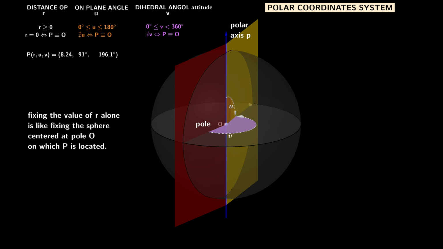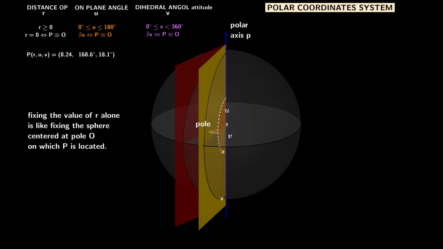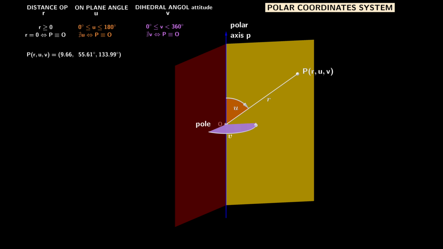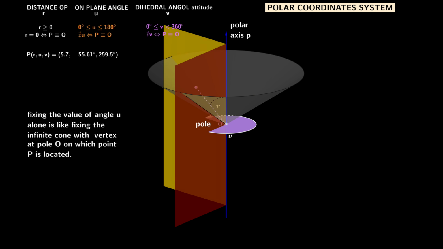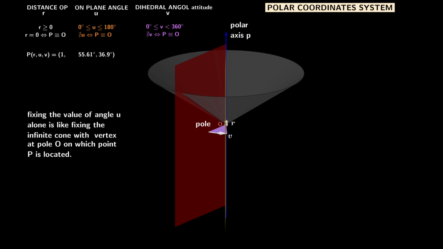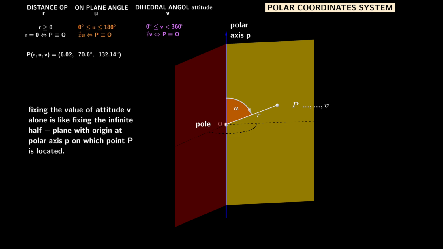Fixing the distance R is like fixing the sphere centered at pole O on which point P is located. Fixing the value of angle U is like fixing the infinite cone with vertex at pole O and oriented as the polar axis on which point P is located. Fixing the value of attitude V is like fixing the half-plane with origin at polar axis P on which point P is located.